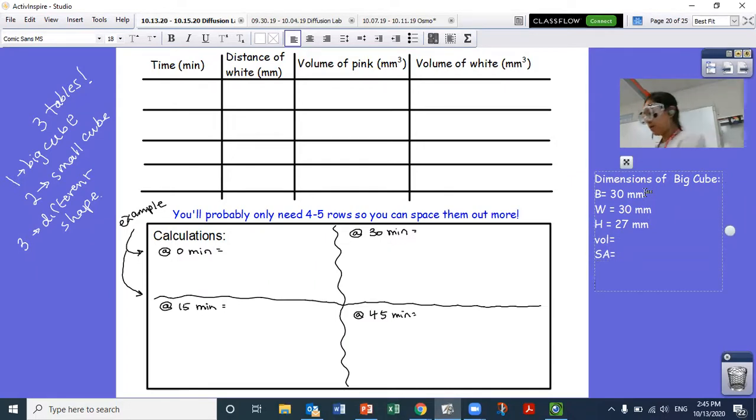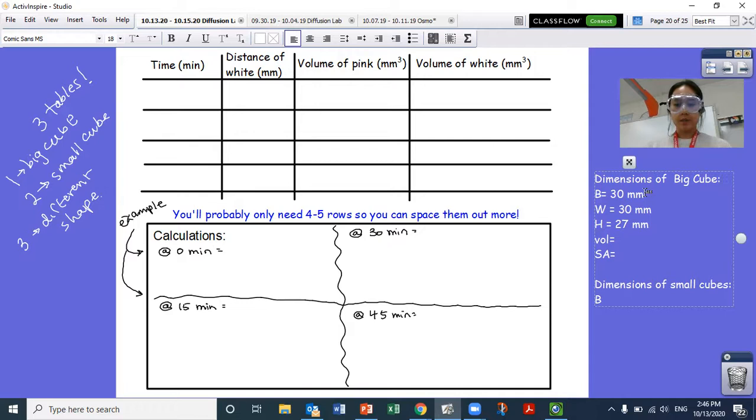That means that automatically our dimensions for our small cubes we can calculate because, sorry, let me take my gloves off. Our small cubes are our big ones divided into 4. So dimensions of small cubes.